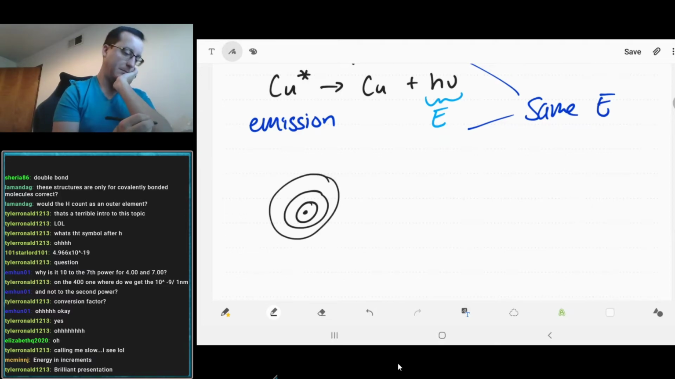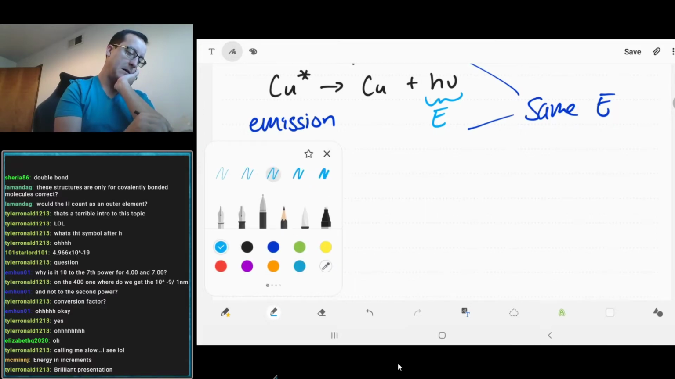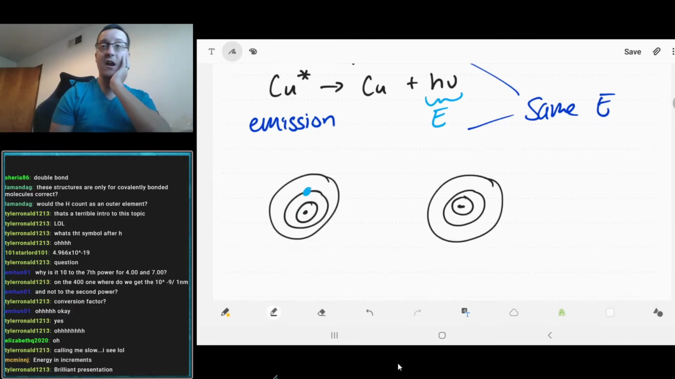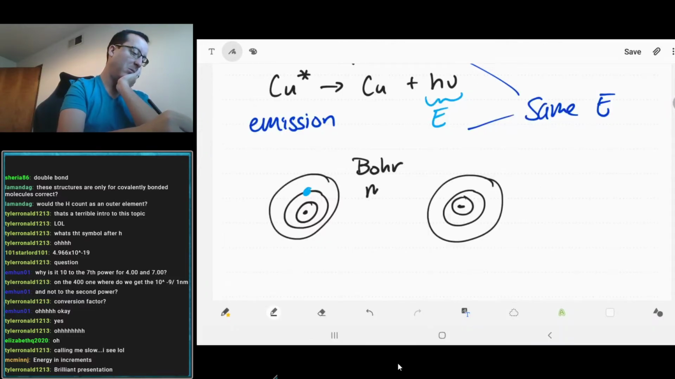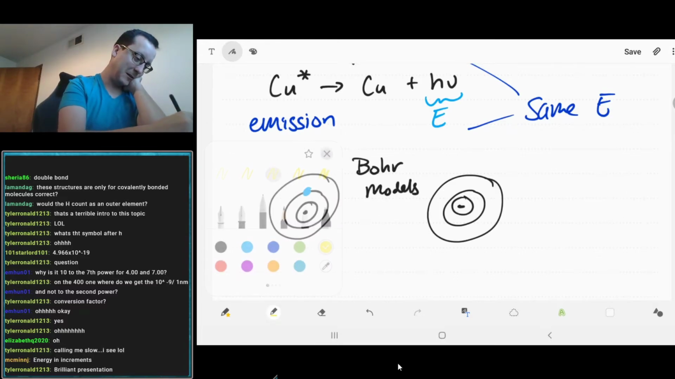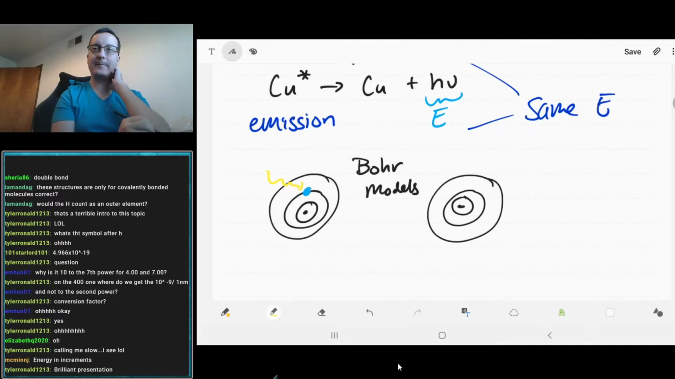Here's our copper atom. Here's an electron in copper. You've probably seen this kind of modeling of an atom before. These are what are called Bohr models, where you have the nucleus in the middle and you've got these rings around it where the electrons are going. What the excitation looks like is we essentially promote that electron to a higher energy level. So it moves into a different orbit.